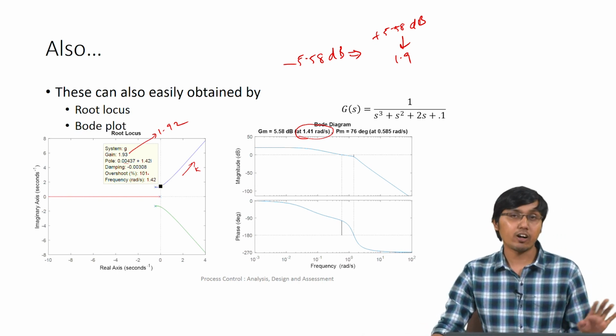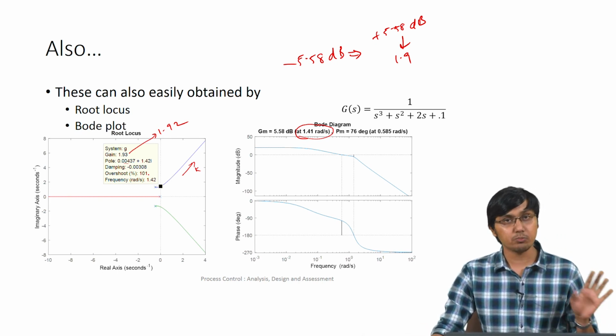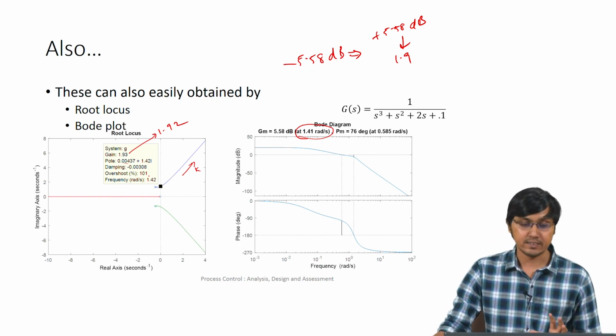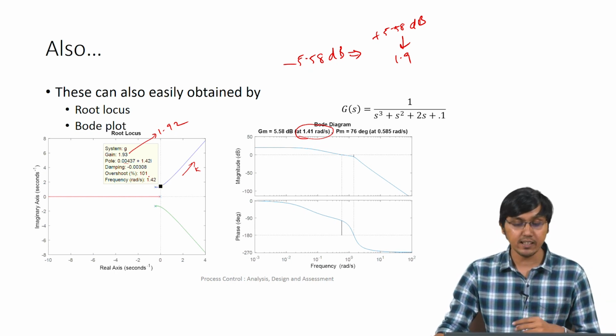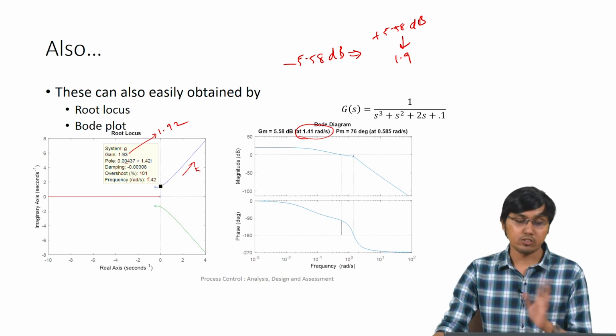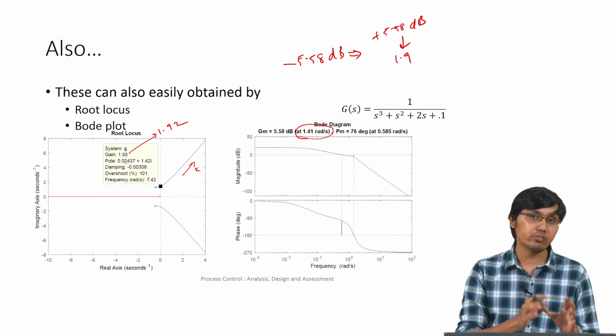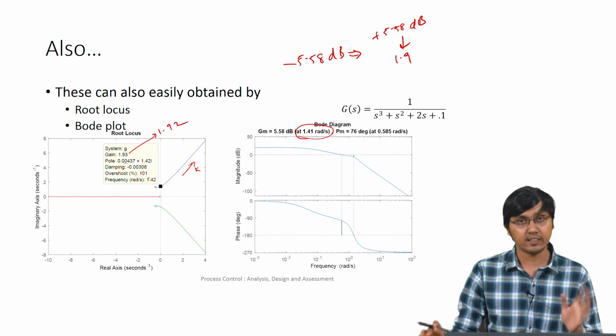So basically all these methodologies should give the same values of the critical frequency and the same value of the ultimate gain. By doing different methods, you should not get different values, so keep that in mind.